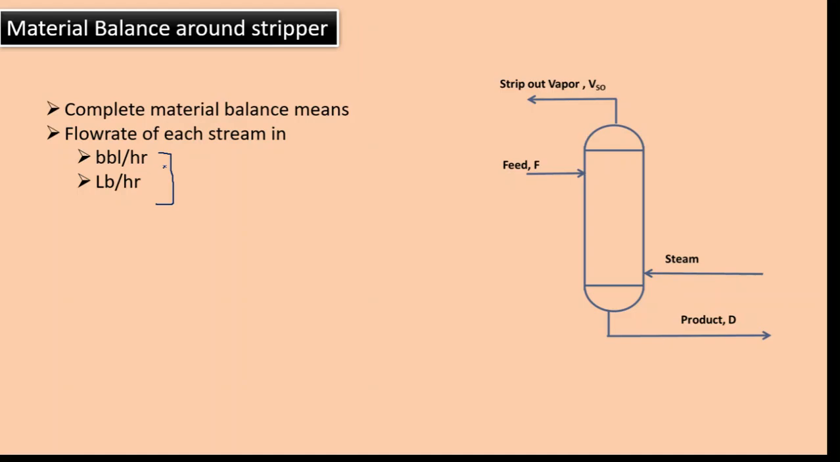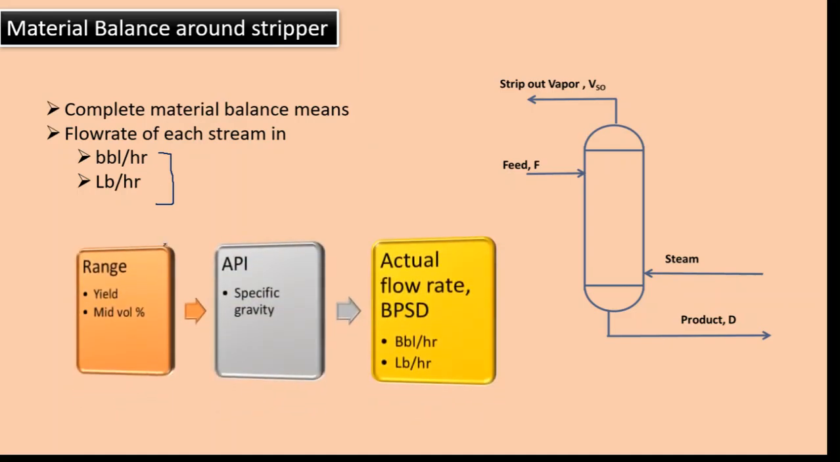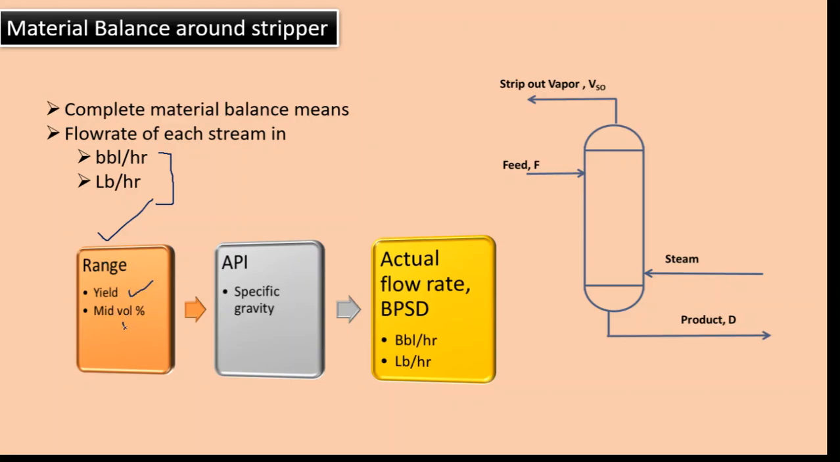So how do we achieve these flow rate calculations? First we need the range. With the help of the range of any stream we can find the yield, the mid volume percent and other parameters. The next thing we need is the API. The API is related to the mid volume percent, so we can find the specific gravity. And the next thing is the actual flow rate in BPSD, which is normally given. If you know these values, you can find the barrels per hour and also the pounds per hour, meaning volume flow rate and mass flow rate.